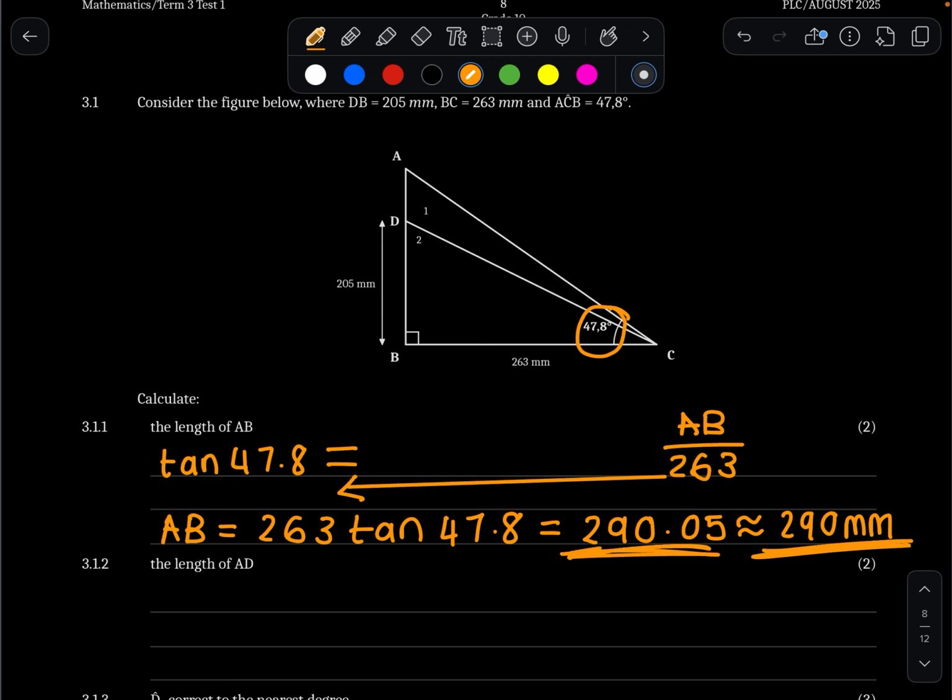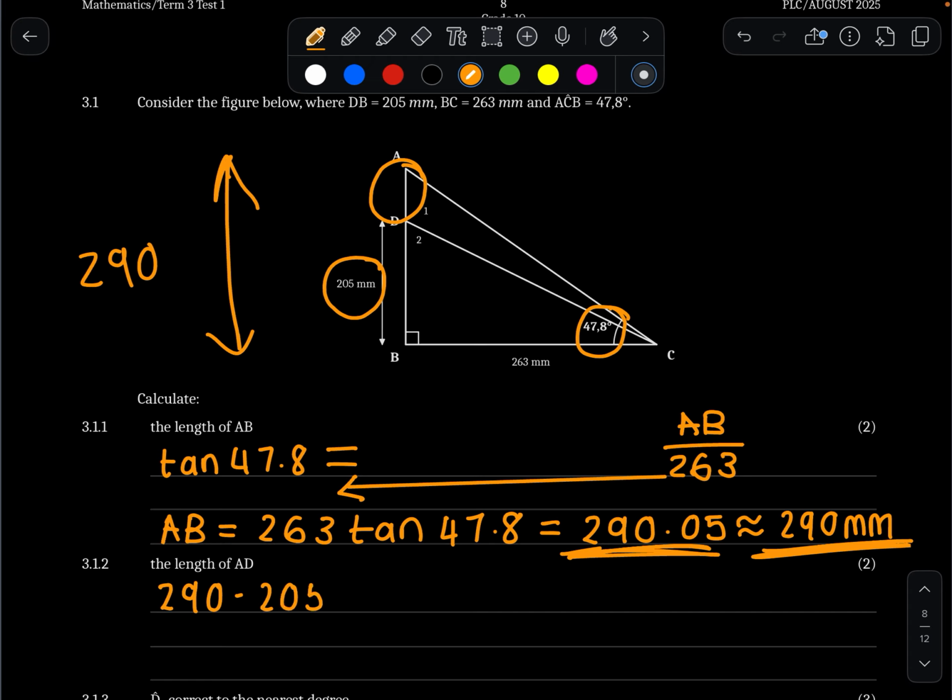So let's see, the length of AD is the next question. So we want to work out this small bit. Okay, we know the total length is 290. We know this small bit is 205. So we can go 290 minus 205 will give us AD, that small part there. So if we work this out, 290 minus 205 is 85. So AD is 85 centimeters.